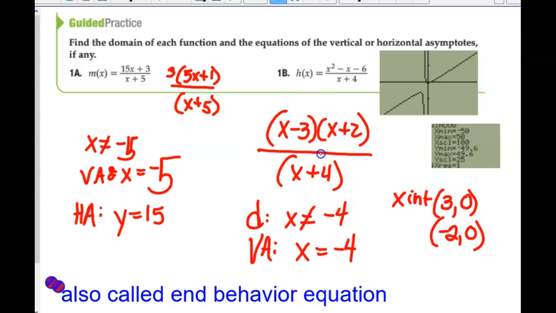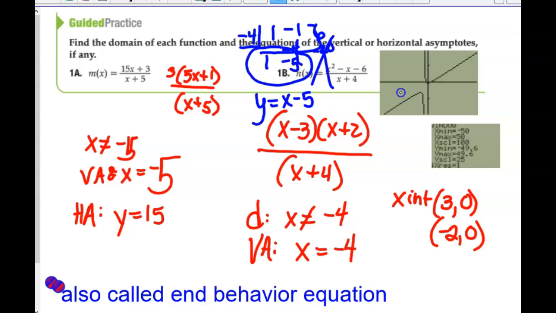All right, this one is top heavy. Top heavy means we have to actually divide to find the oblique asymptote, which means, could we do synthetic on this one? So we would have -4, and then we'd have 1, -1, and -6. Bring down the 1, multiply, add, multiply. Good news. You get to throw away the remainder. So y equals x minus 5 is the oblique asymptote. Do you see how that could work there?